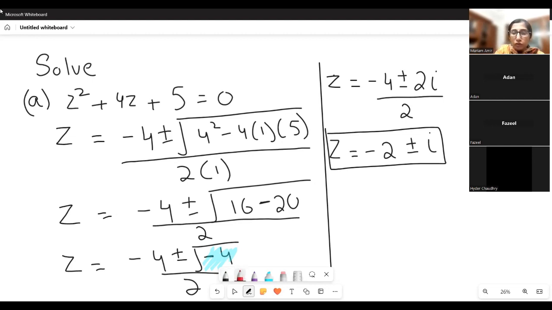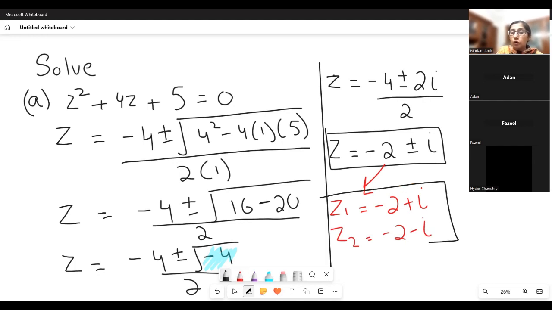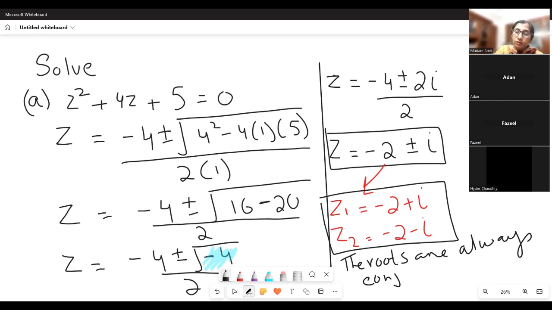So you got two roots, right? One of them is -2 plus iota, and the other one is -2 minus iota. Notice that the roots are conjugate pairs. The roots are always conjugate pairs.